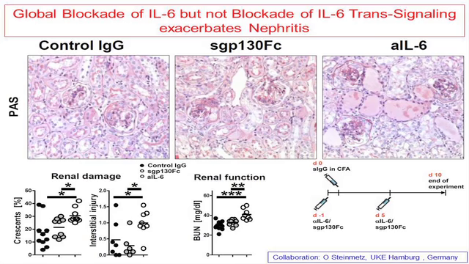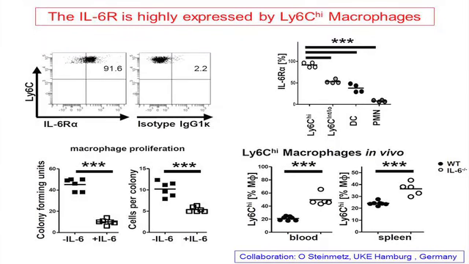And this can actually be quantified. You can quantify the renal damage, and you can quantify the renal function. It seems that when you have no IL-6, you actually have less renal function and more renal damage. So in this case, IL-6 seems to have a regenerative effect. Very, very interesting. And when you look at this a little more closely, you can ask which cells are those which express the IL-6 receptor.